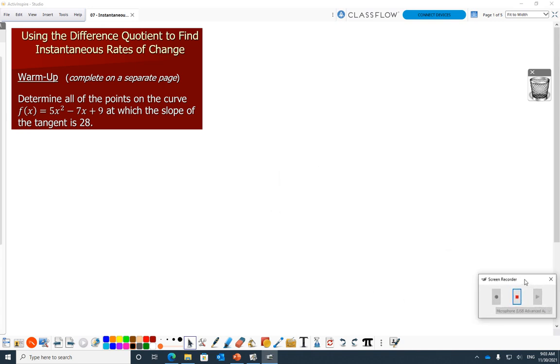Using the difference quotient to find instantaneous rate of change. If you're right with me, you're frowning going, isn't this the exact same as yesterday? Yesterday was tangent slope, today's instantaneous rate of change. Aren't those two things the same thing? And the answer is, they'll give the same value. They are different things, really.